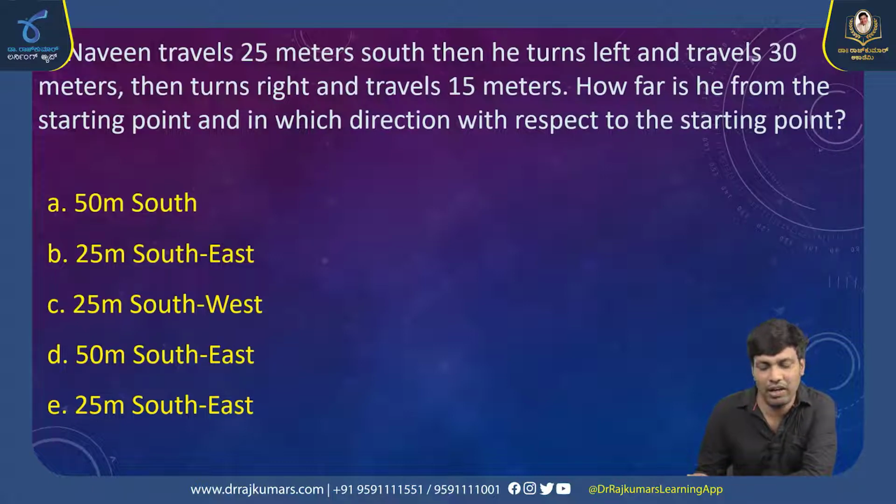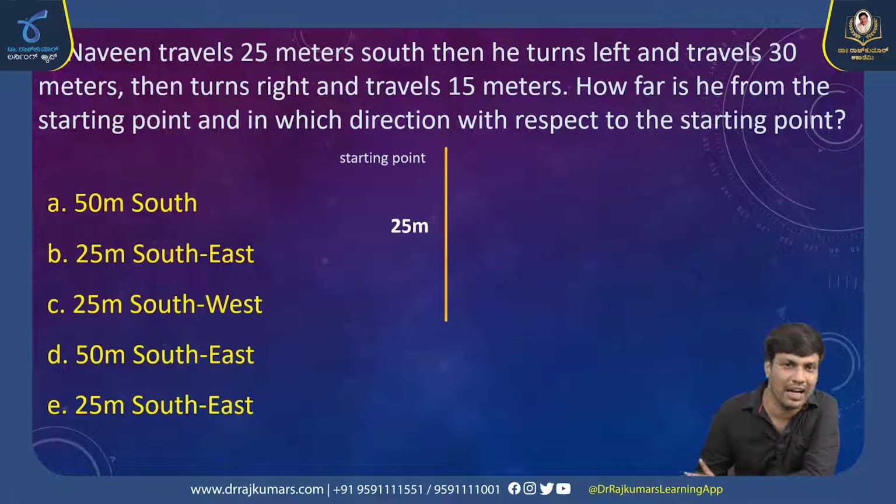Naveen is traveling 25 meters towards south from the starting point. In south direction, left means right and right means left.